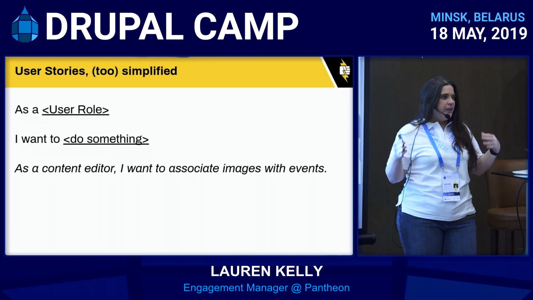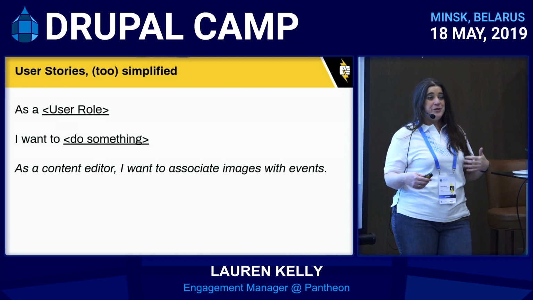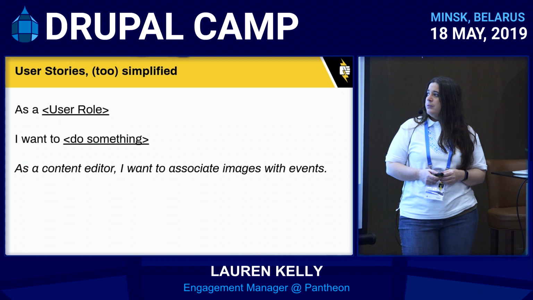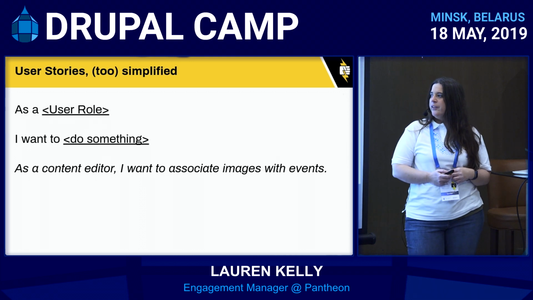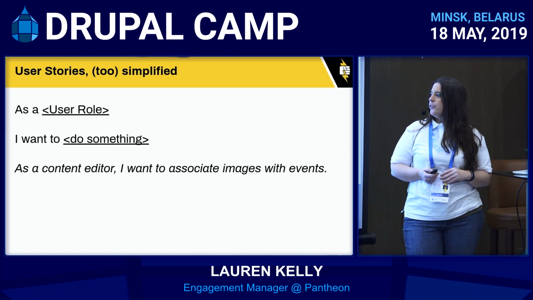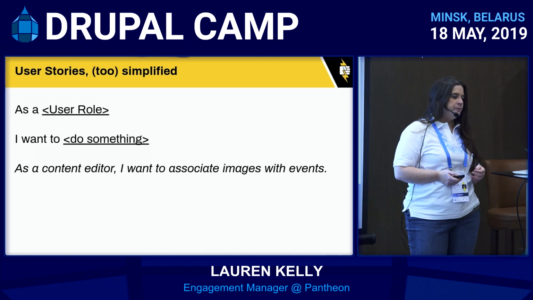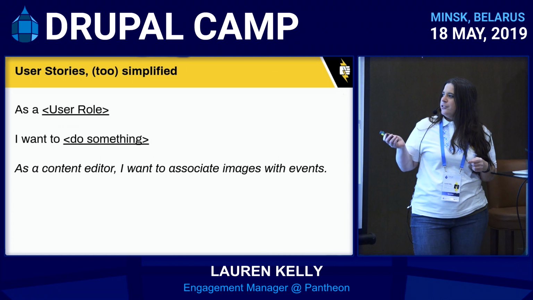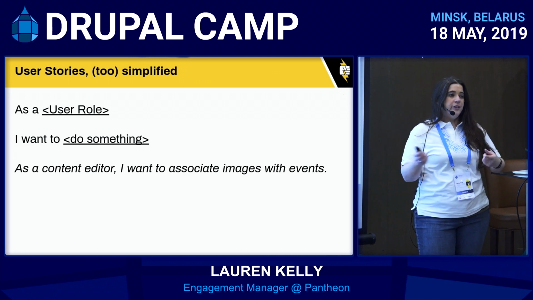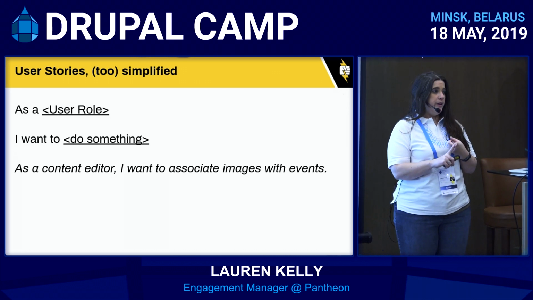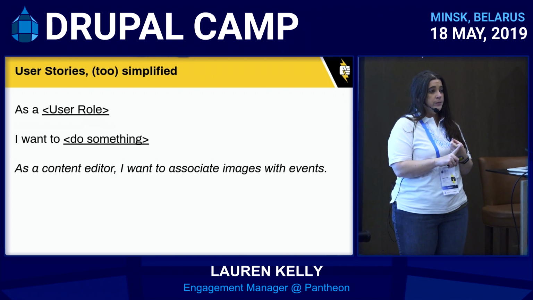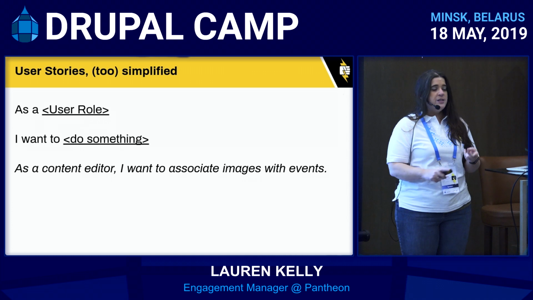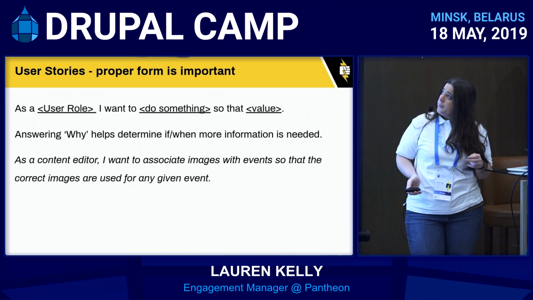User stories, incredibly simplified, if your team is really in a rush, will look something like this. As a user role, I want to do something. As a content editor, I want to associate images with events. This is useless. Could you deliver this? Could you actually, number one, could you scope this? Could you talk with your team and estimate the work? Could you deliver this with confidence that it would be accepted? This doesn't have enough information for that.